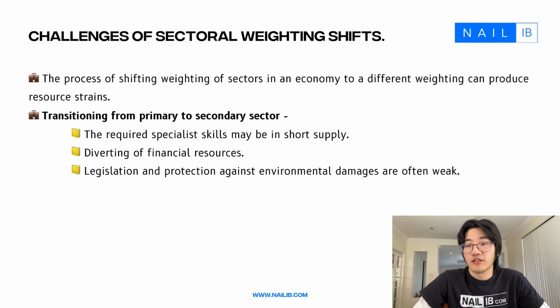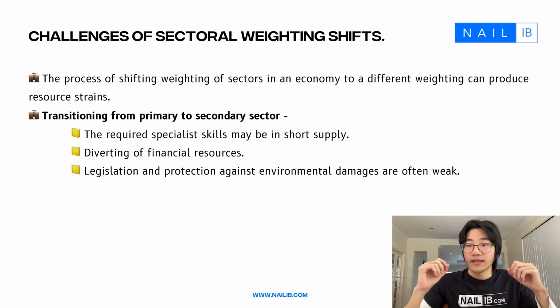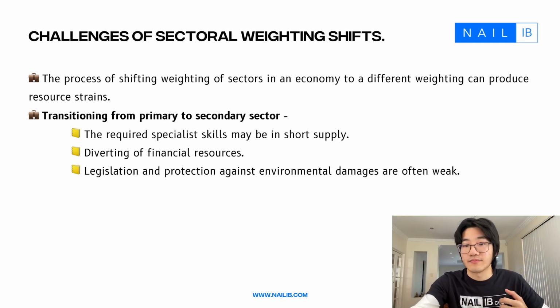Now, there are a number of challenges that come with changing the weighting of each sector. One of these big challenges is resource strain. For example, as an economy shifts from focusing on the secondary sector into the tertiary and quaternary sectors, they might find that they are short on qualified personnel and need to invest in human resource training. In addition, financial resources are likely to be diverted from one sector to another too, and this needs to be done efficiently or else both sectors are likely to collapse.